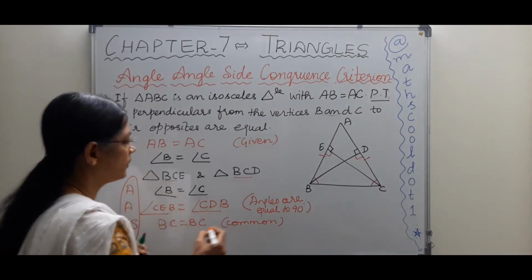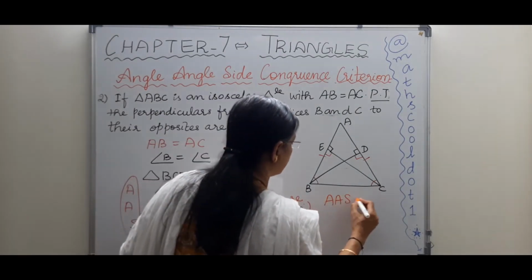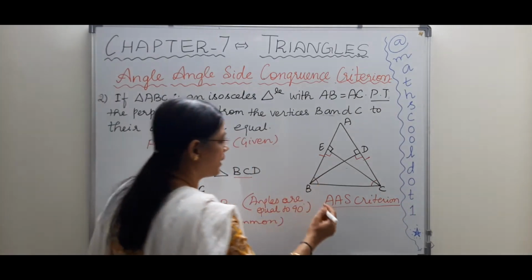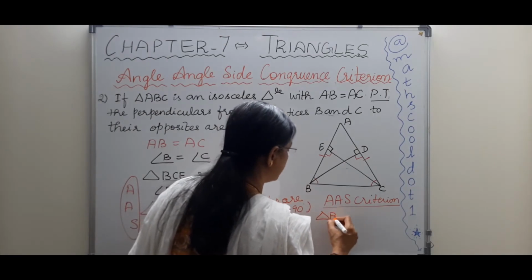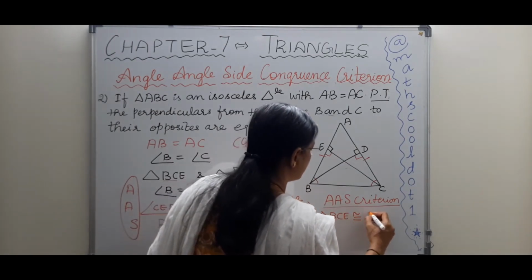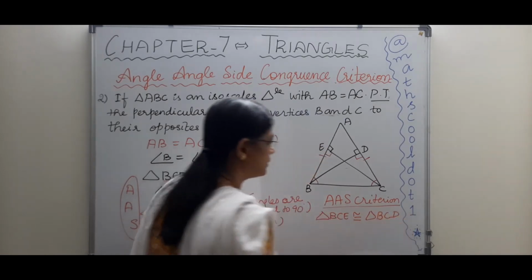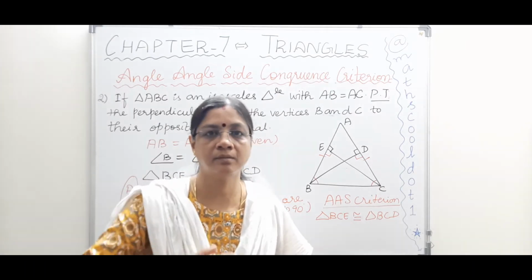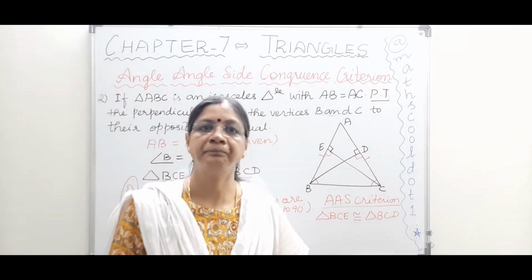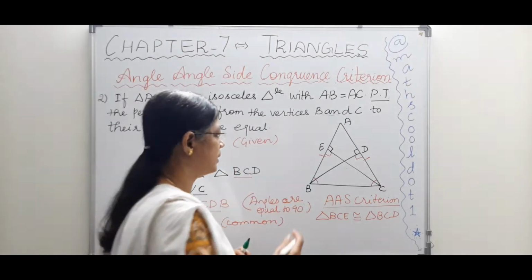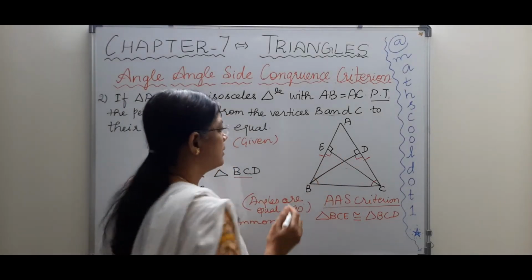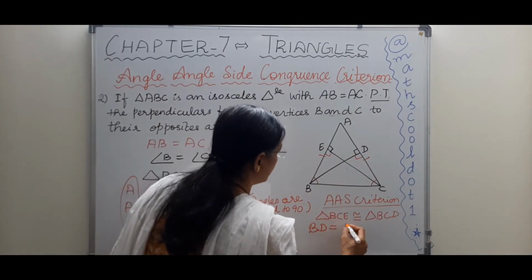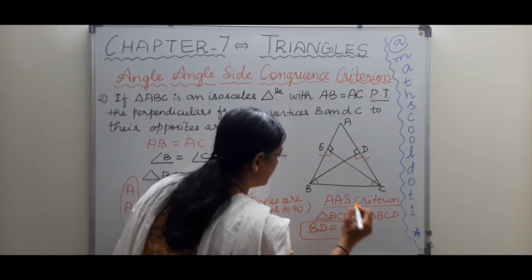So according to the AAS criterion, we have both the triangles to be congruent. What are the triangles? We have triangle BCE congruent to triangle BCD, right? So when two triangles are congruent, according to CPCT, that is corresponding parts of congruent triangles, they have to be equal, isn't it? All the parts have to be equal. So therefore we can say that BD is equal to CE, that is, the perpendiculars are equal.